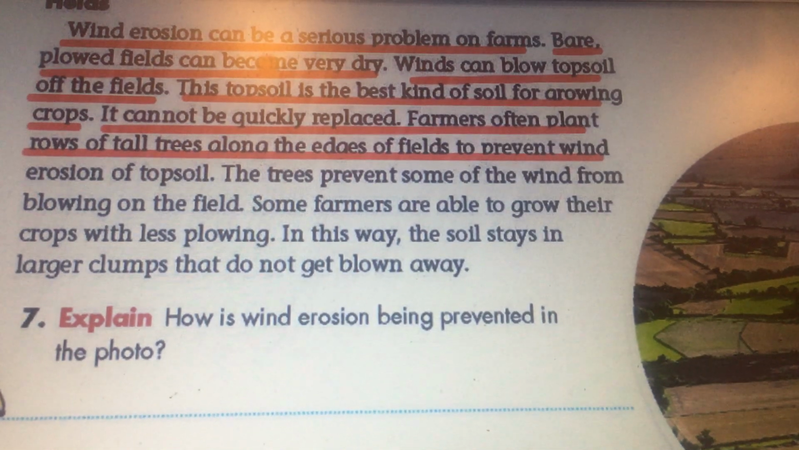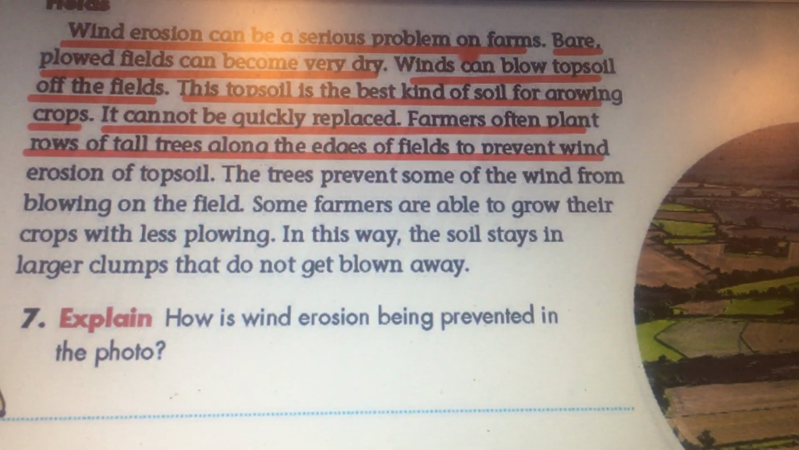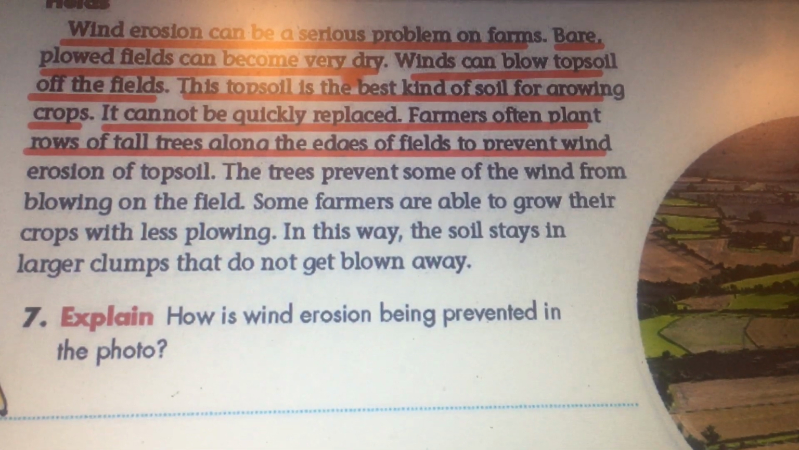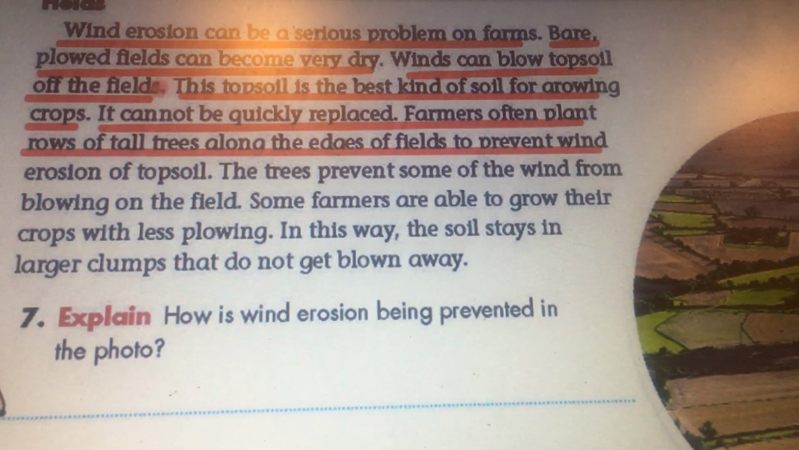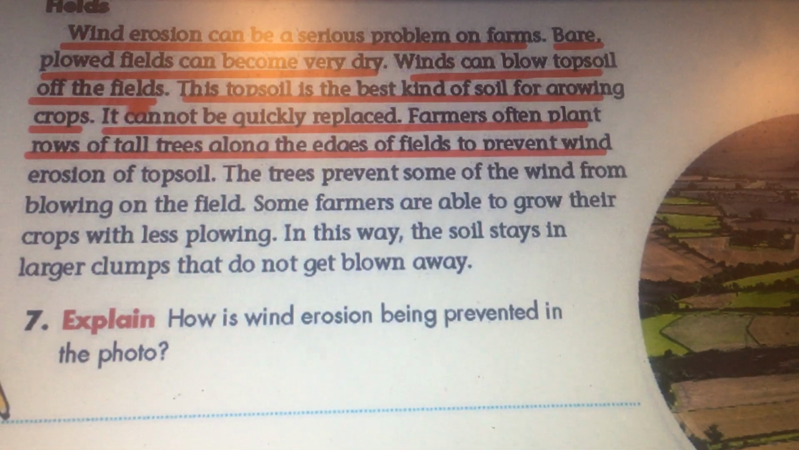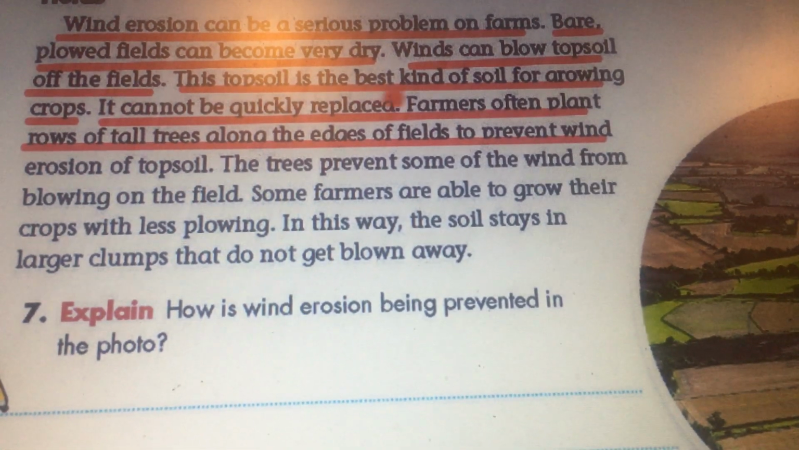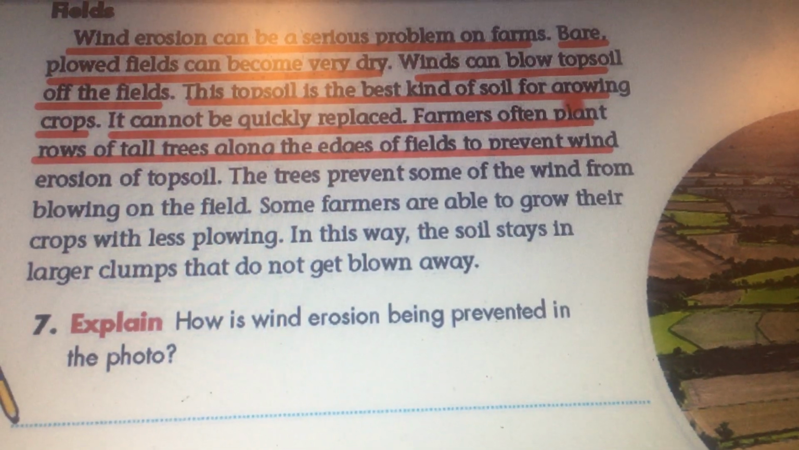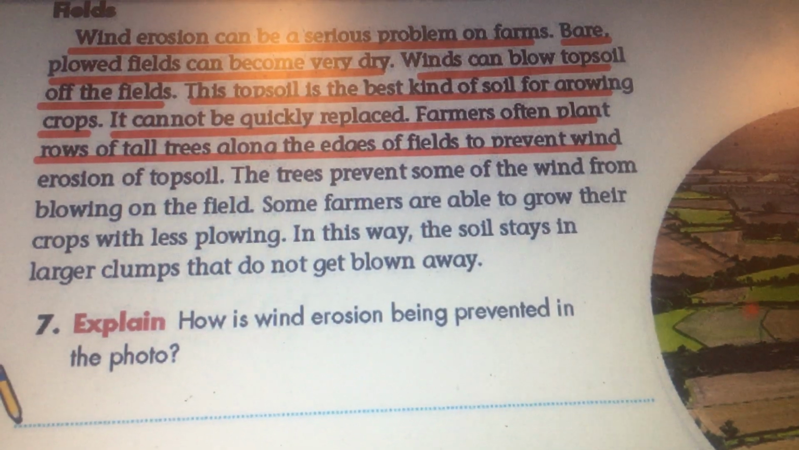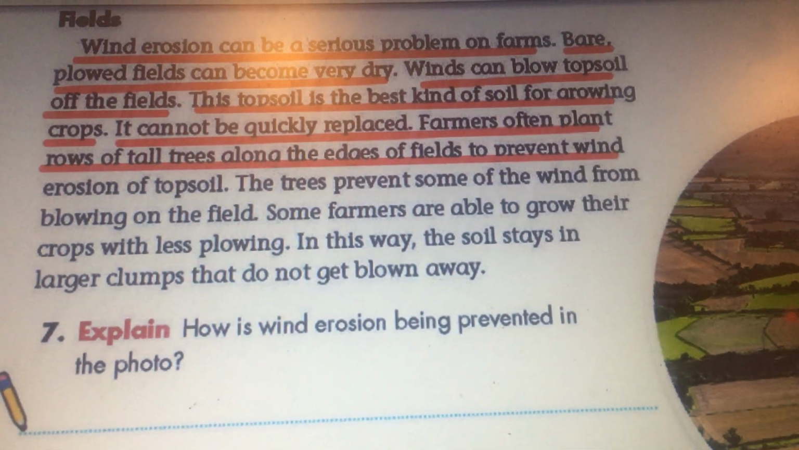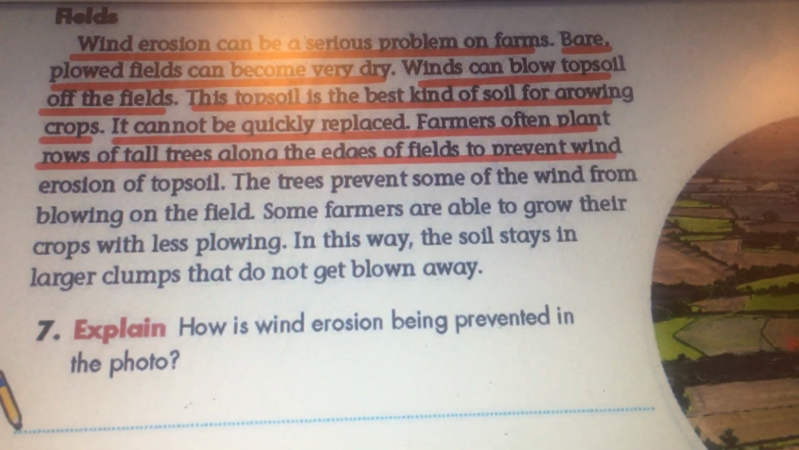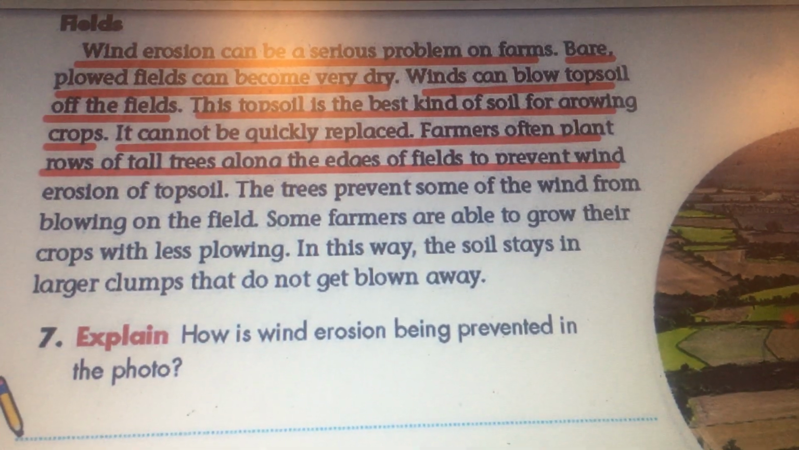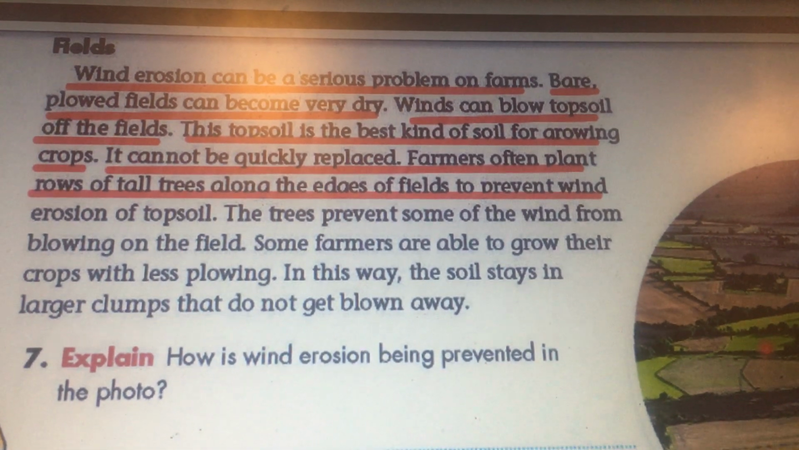Wind erosion can be a serious problem on farms. Bare plowed fields can become very dry. Winds can blow topsoil off the fields. Now, this topsoil is the best kind of soil for growing crops. So, the topsoil here is the best kind of soil for growing crops. Now, it cannot be quickly replaced.